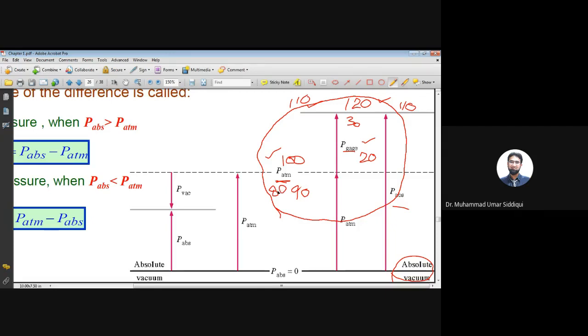You will not find a device which is going to give you an absolute pressure reading. Absolute, you need to calculate. But you can find a device which will measure the atmospheric pressure, and you can find a device which will give you the gauge reading. Then you have to use the gauge reading and atmospheric reading to get the absolute value. Do you understand this relationship or not? Yes, sir. Okay, so P atmosphere plus P gauge is equal to P absolute.